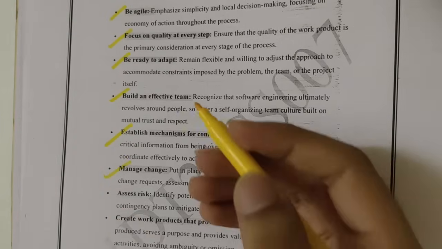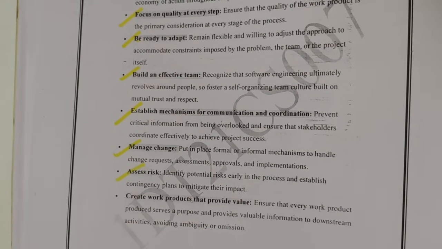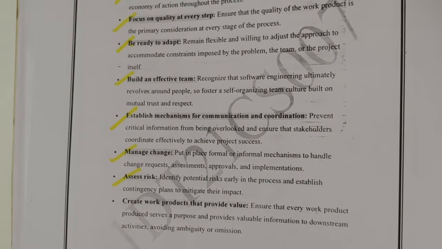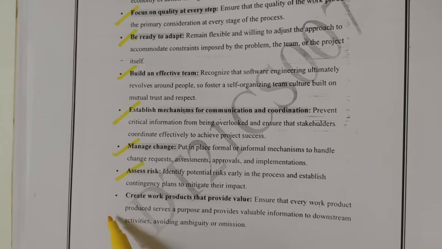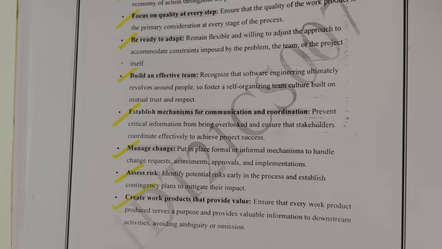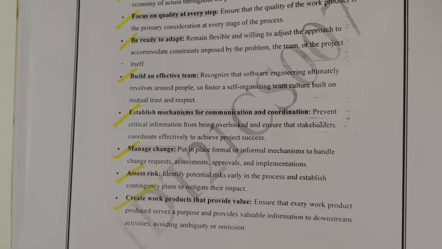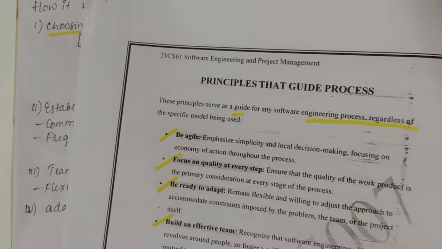And then manage the change, that is same as be ready to adapt. Assess the risks. So whichever risks come, we should be able to assess it, come up with a solution. Create work products that provide value. So our final output should be a software product that has some sort of value, be it in the market or in general terms. So this is what principles that guide process speaks of.